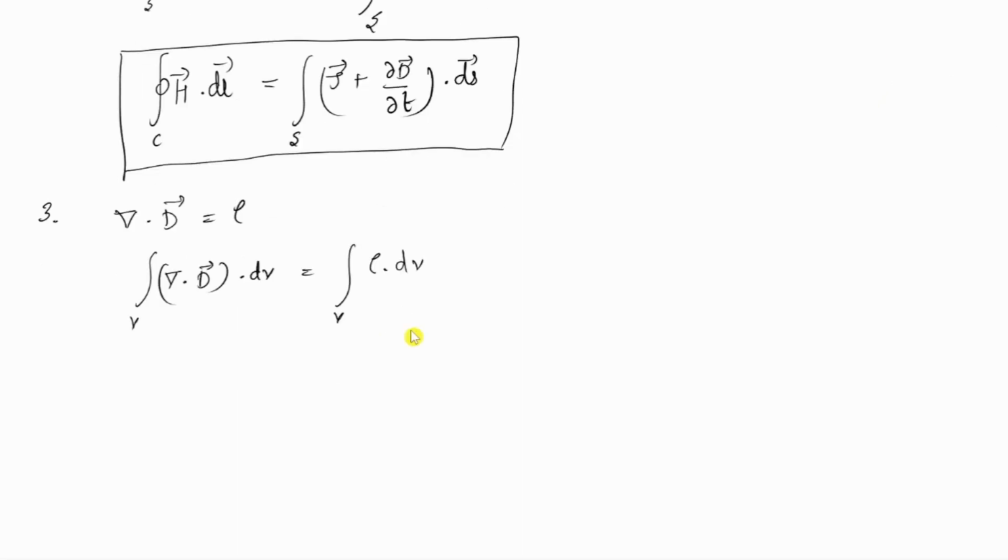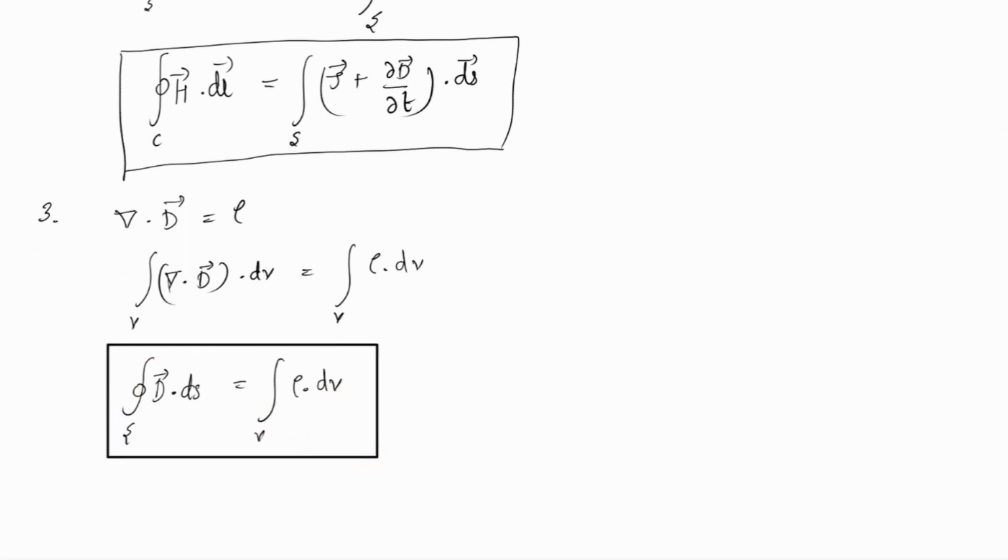If we apply the divergence theorem, similar to Stokes theorem, the divergence theorem converts the volume integral into a closed surface integral. The divergence here is removed, so we can directly write D dot ds as a surface integral. It is very simple, and the right hand side we can write as it is. So this becomes the third law of Maxwell's equation.